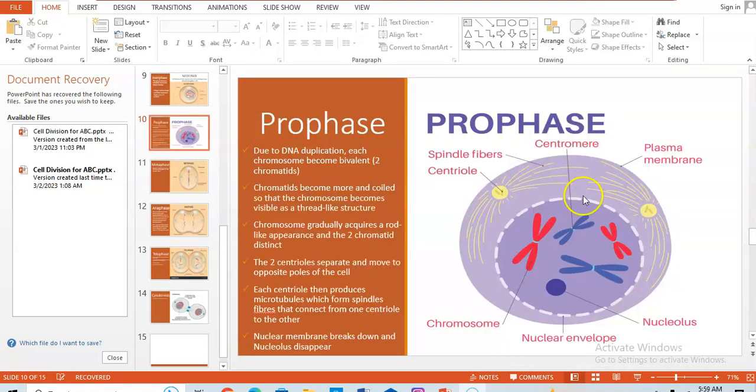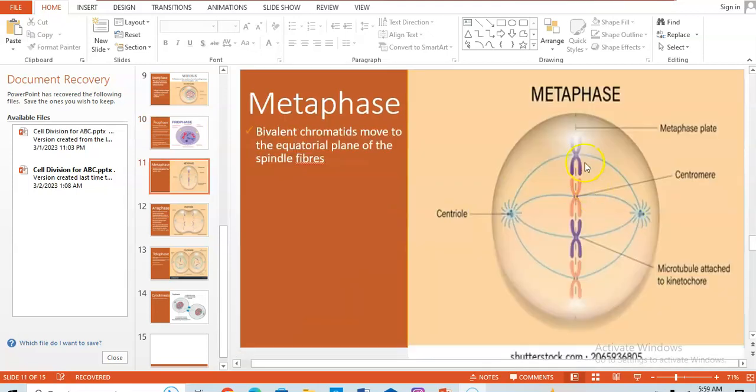Metaphase. Now remember we said the nuclear membrane what? Disappears. So here there is no nuclear membrane, and the spindle fibers have been formed by the centrioles. So the bivalent chromatids come to line along the equatorial plane of the spindle fibers. That's what occurs at metaphase.